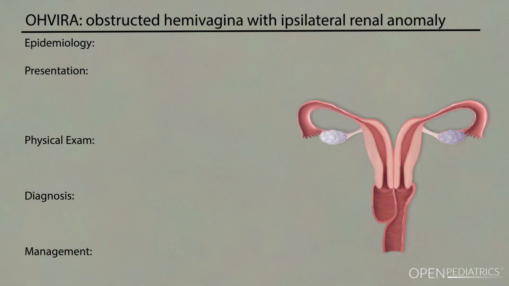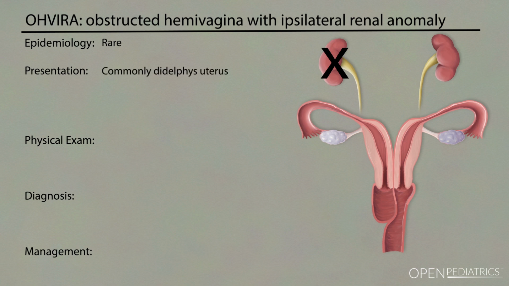Obstructed hemivagina with ipsilateral renal anomalies, or OVIRA, is a rare condition in which there is complete duplication of uterine horns and upper vagina, and associated ipsilateral renal anomalies, with renal agenesis being the most common. The classic presentation is seen here with didelphys uterus, but other uterine variants such as bicornuate and unicornuate can present similarly. Patients typically have regular periods as there is a non-obstructed hemivagina.